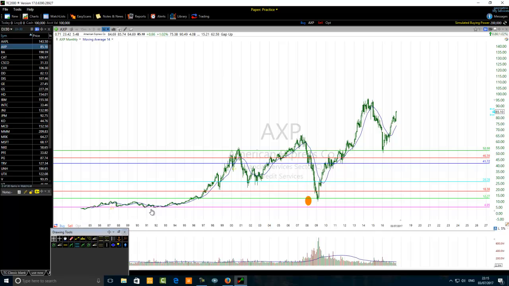So there was a bullish trend, let's say from 1991 up to the year 2000. So this is the bullish trend. And after that, you can see that the price came down. See here, it went down like this.